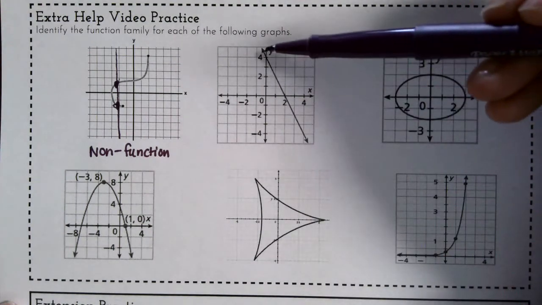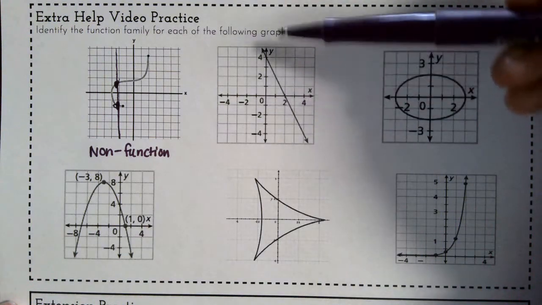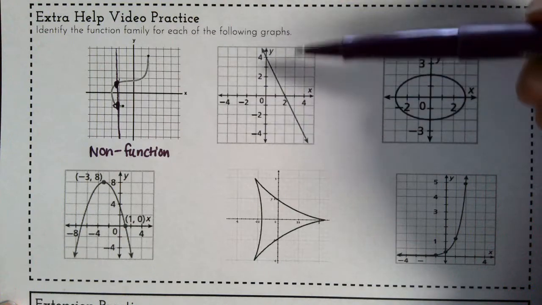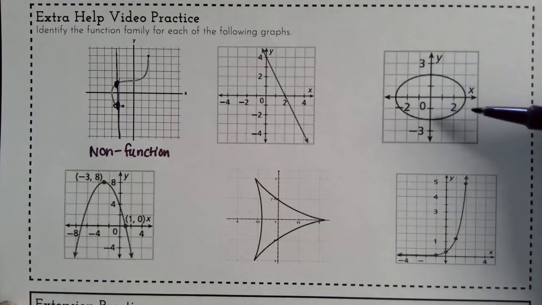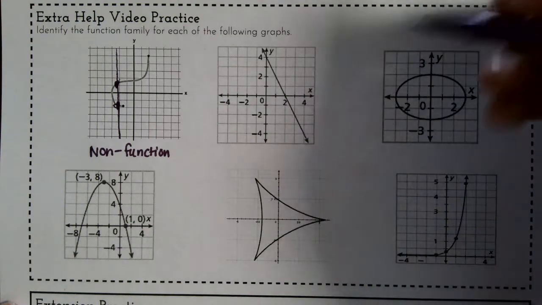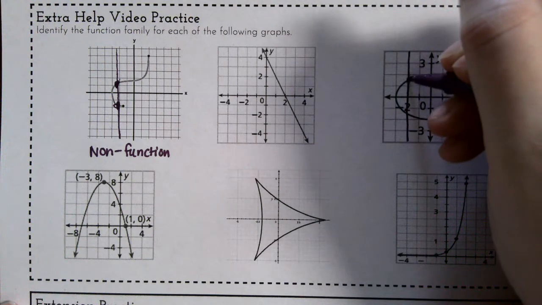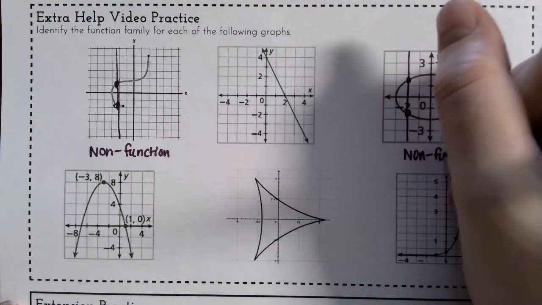This next one, I can't draw any vertical lines that touch more than once. I can imagine just drawing lines in my head, and there's no vertical line that would touch more than once. So this one's good. I can put that in a family later. This next one, pretty much anywhere that I choose to draw a vertical line will touch more than once. And so this is a non-function.